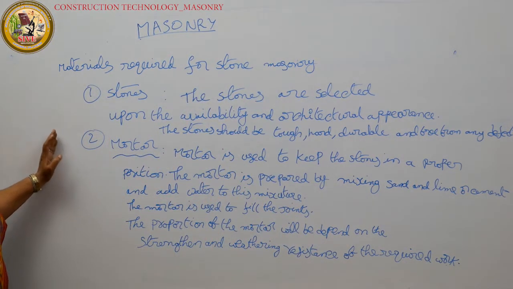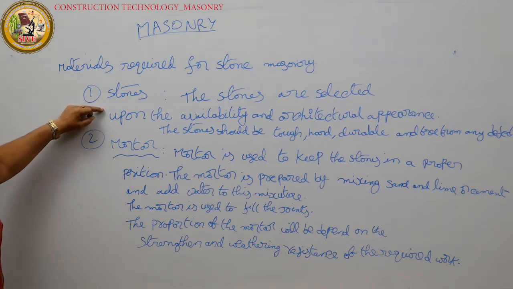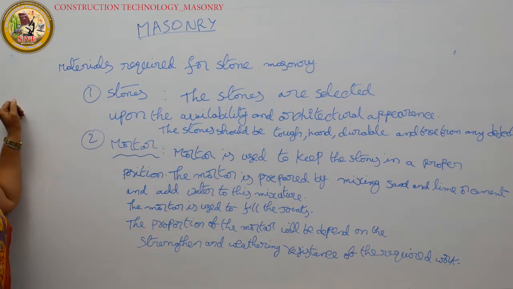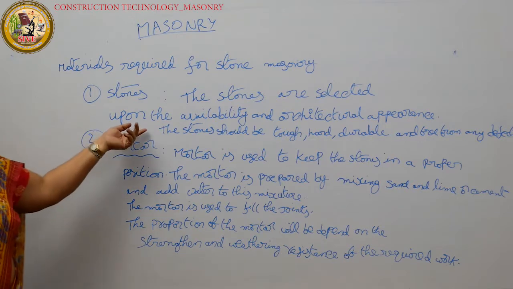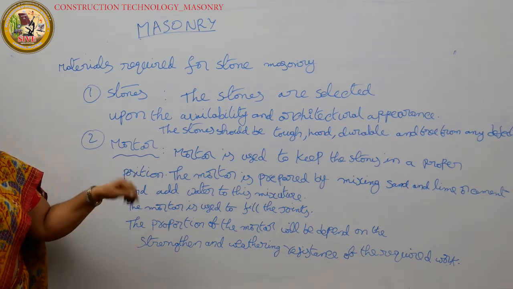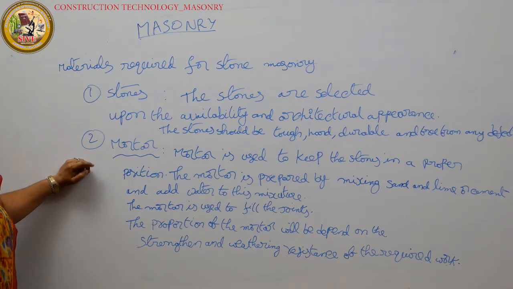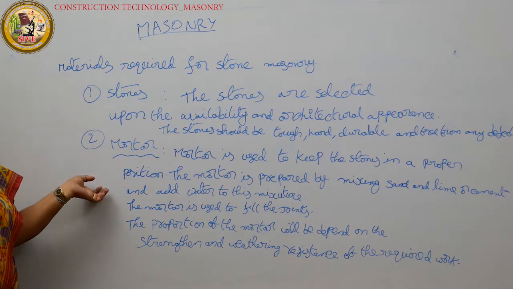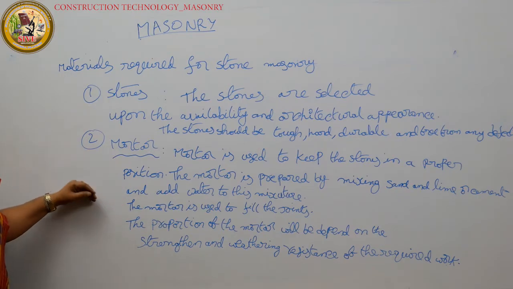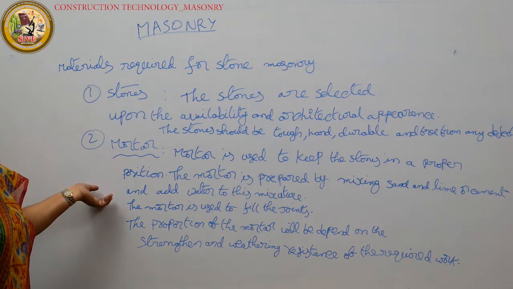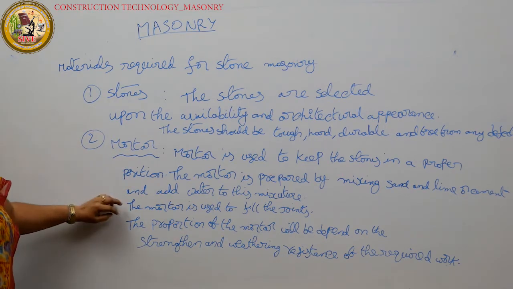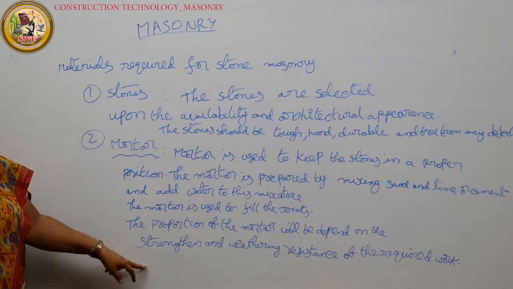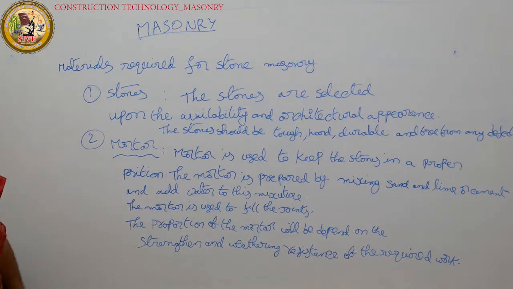These are two materials used in the stone masonry. Number one is stones, number two is mortar. The stones are selected upon the availability and architectural appearance. The stones should be tough, hard, durable, and free from all defects. Mortar is used to keep the stones in a proper position. The mortar is prepared by mixing sand or lime and adding water to this mixture. The mortar is used to fill the joints. The proportion of the mortar will depend on the strength and weathering resistance of the required work.